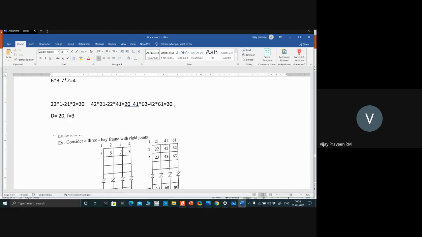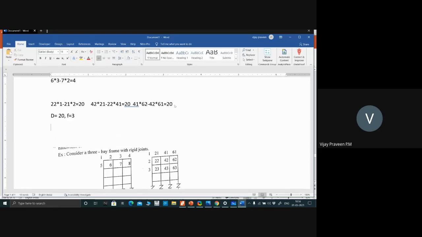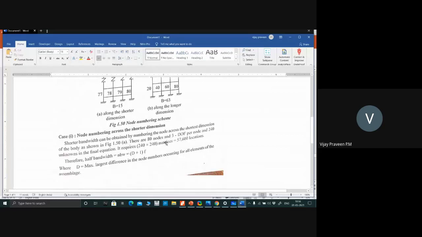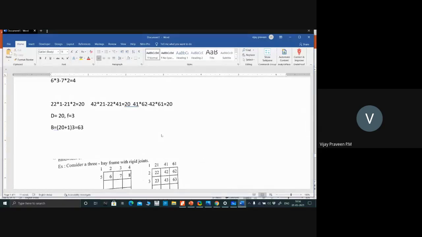3. We consider 3. Therefore, what is the bandwidth? B equals 20 plus 1, in bracket, into F, equal to how much? 63. So B equals 63. Therefore, what is the location size? 63 into the total number of unknowns, 240. How much does it become? 240 into 63 is 15,120.